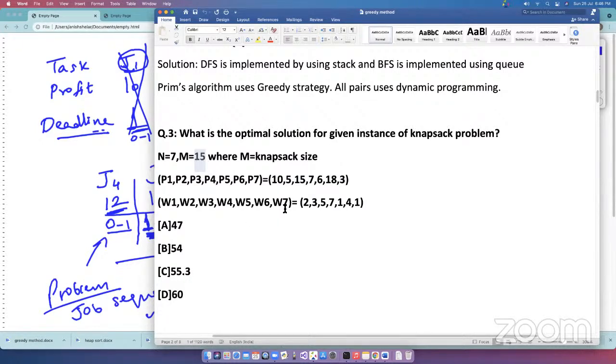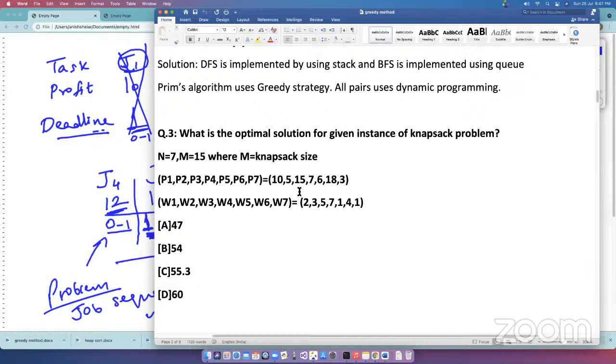So what the problem asks is that these are the weights of all those 7 objects, one by one, and these are the profits. That means if you select the first object, you will get profit of 10, maybe money. If you select the second object, this is the profit you get, and so on.